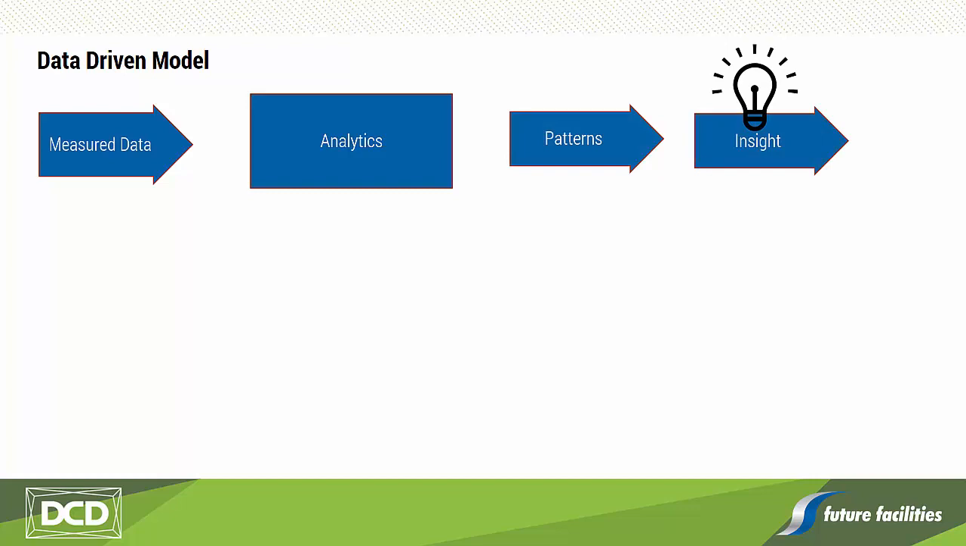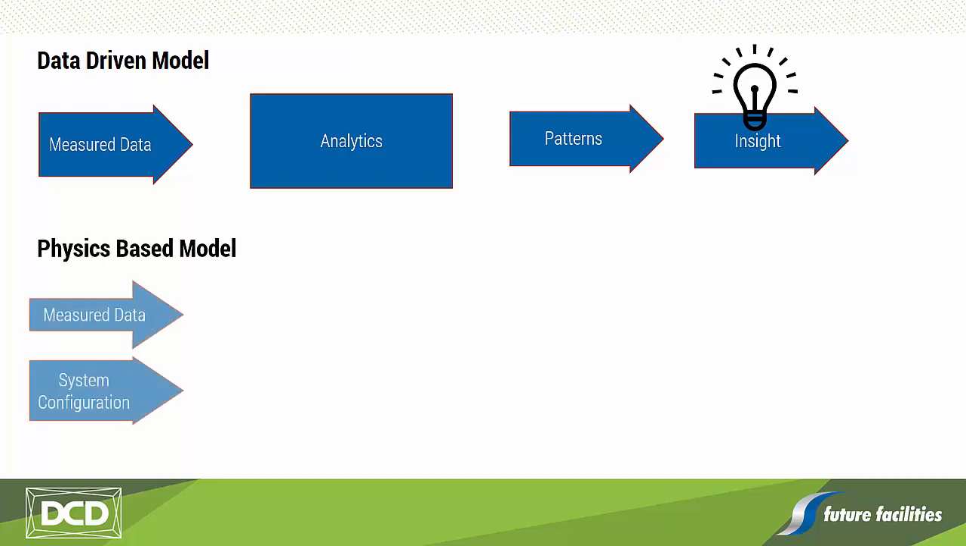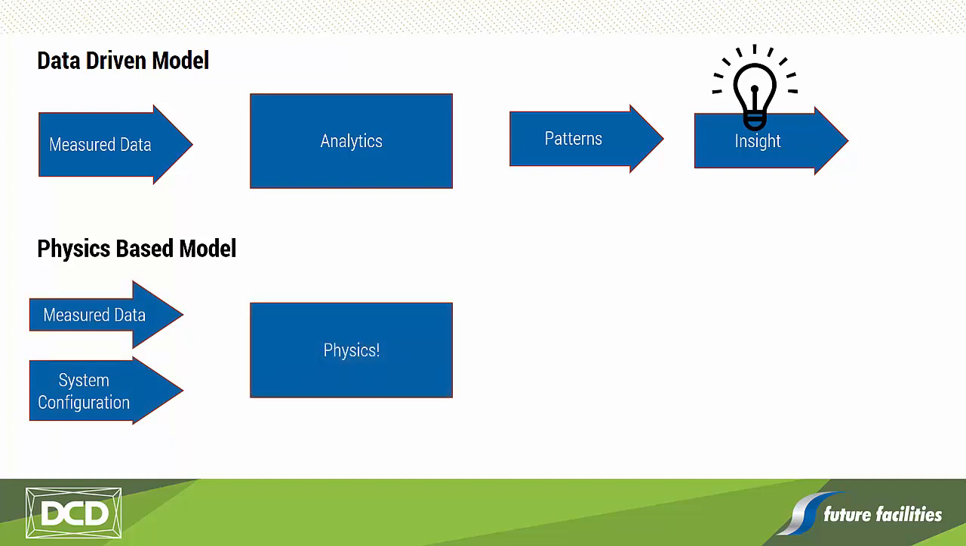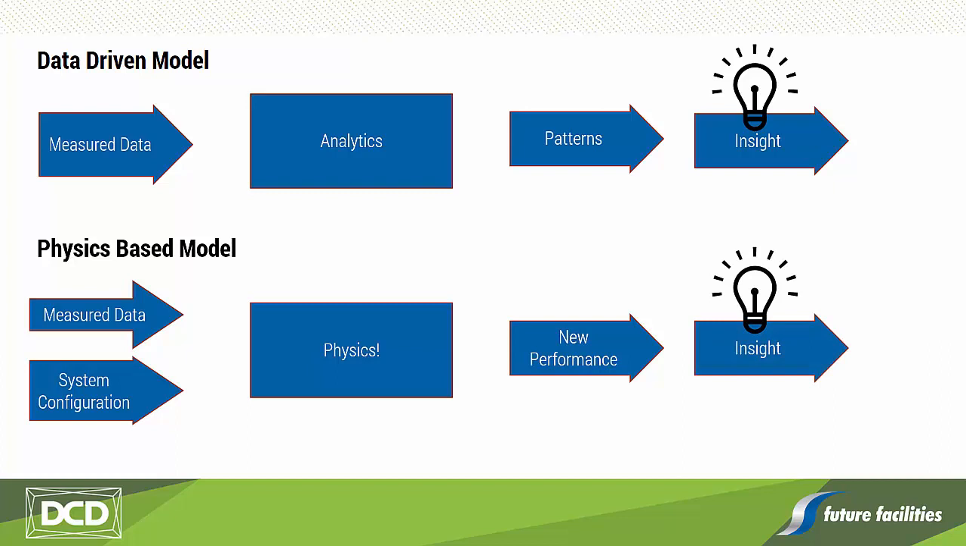There's another type of model that I touched on in the examples, and that's a physics-based model. In the physics-based model, we take some measured data about how the system's operating, and then some configuration data about the system, and run that through the physics of the system, so the physics-based model. From that, we get predictions of new performance. So we can take system configuration that doesn't exist yet and get performance from the physics-based model, and that's where we get our insight from those predictions.